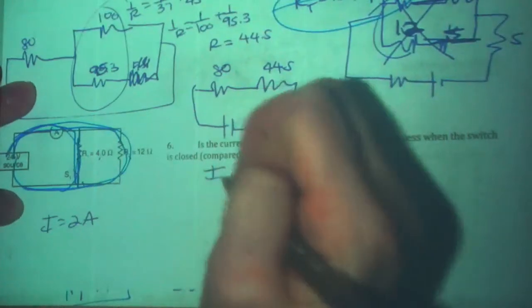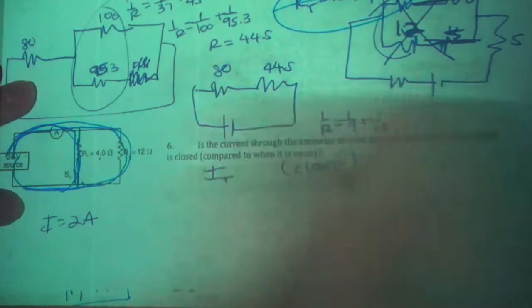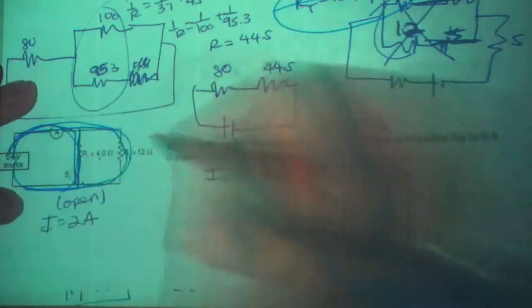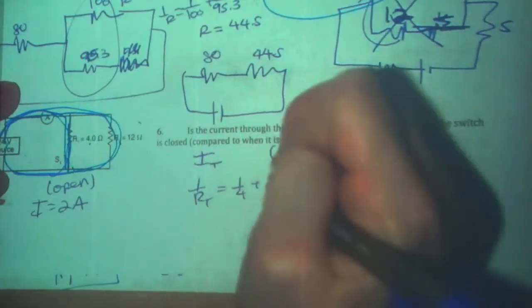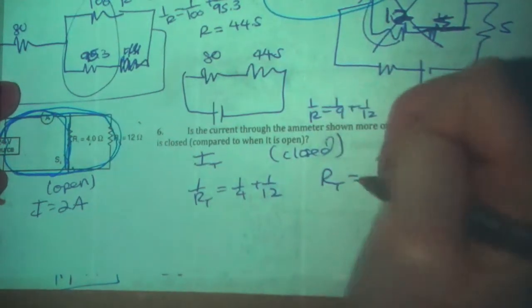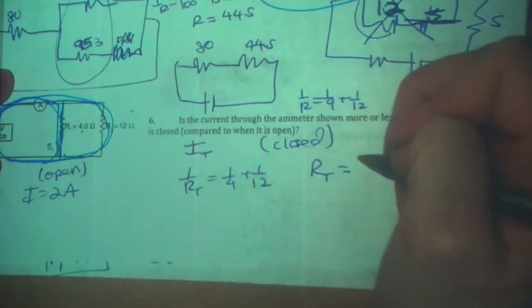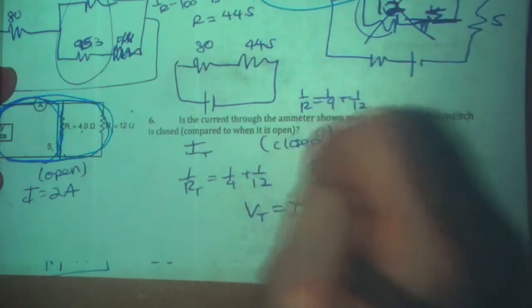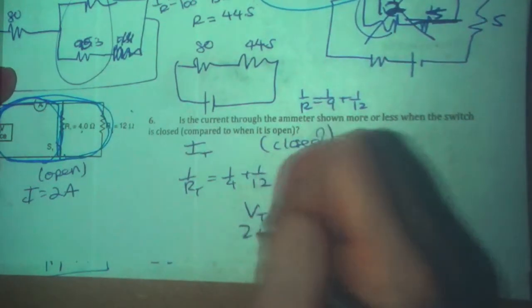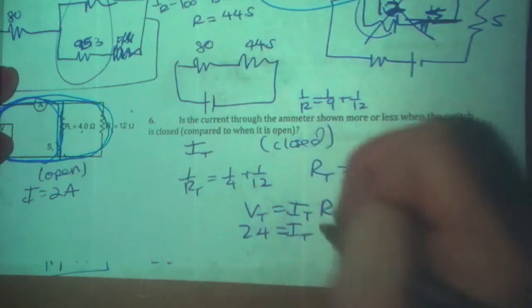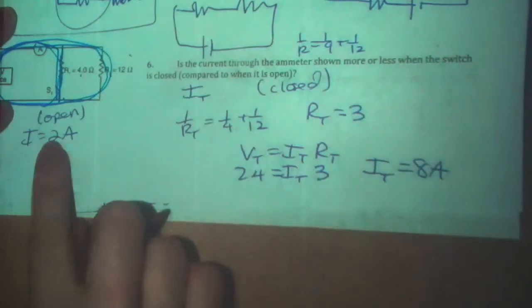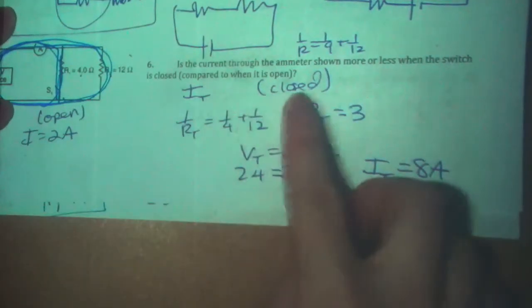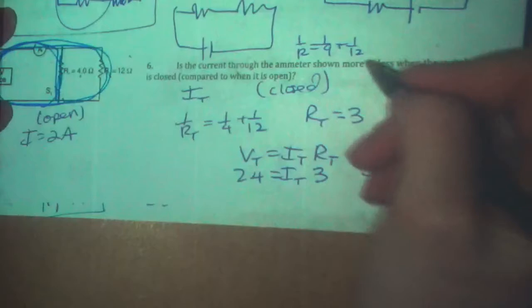Now you can find I total when it is closed. So this is for when it was open. That was real easy because it was 1 voltage, 1 resistance. When it's closed, our total is just going to be 1 over 4 plus 1 over 12. That gives me a total resistance of 3 ohms. So then you would use V total equals I total, R total. Total voltage 24, I total is what I'm looking for, R total is 3. And when it's closed, you'd have a total current of 8 amps, which is definitely more than 2 amps. So when you close it, the ammeter is going to show more current.